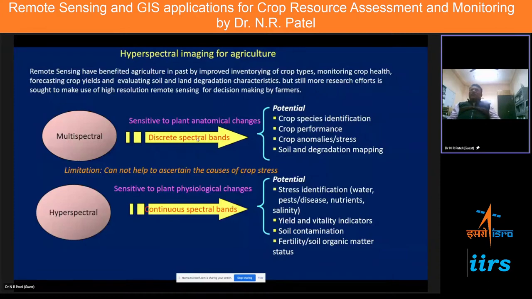Another important technology is hyperspectral imaging, which is now gaining importance. We have talked about multispectral and microwave. Now the new era is hyperspectral imaging, because it enables you to detect different causes of stress. Till today, what we have seen, hailstorm damage, drought stress, all those things, that is stress.